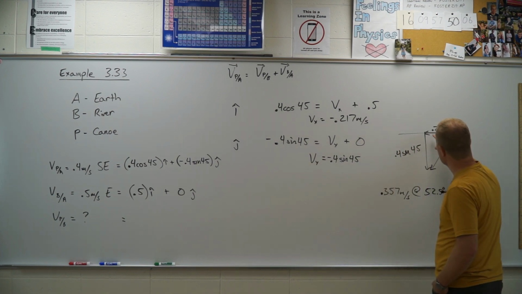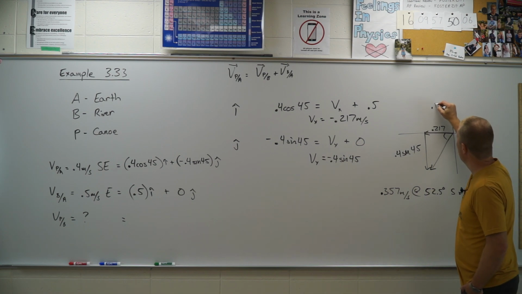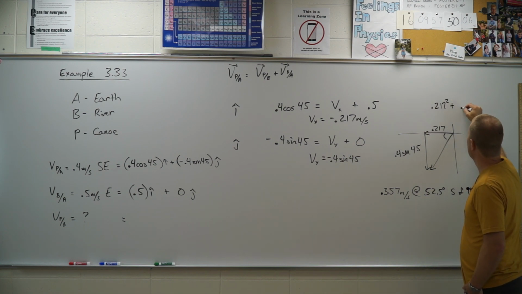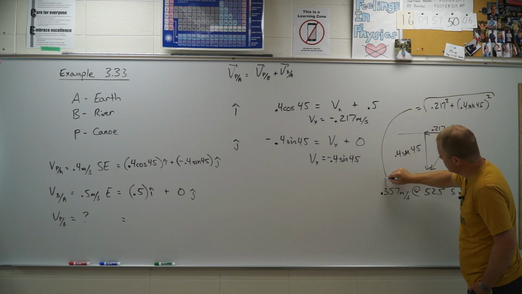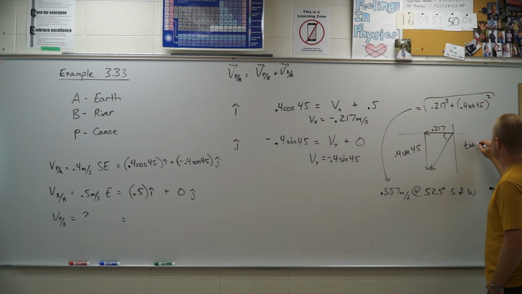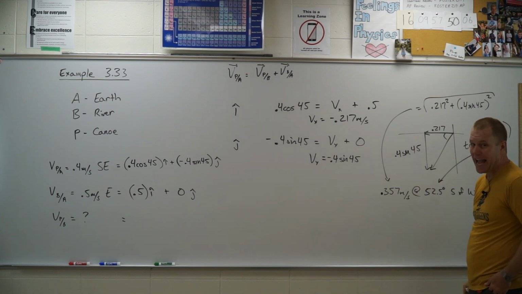Just to be certain we're on the right page here, 0.217 squared plus 0.4 sine 45 squared, square rooted, gave me the magnitude, and then the inverse tangent of 0.4 sine 45 divided by 0.217 gave me the angle there.